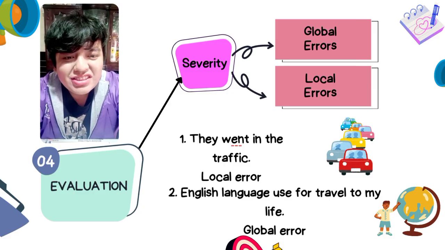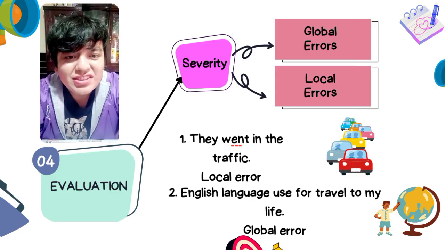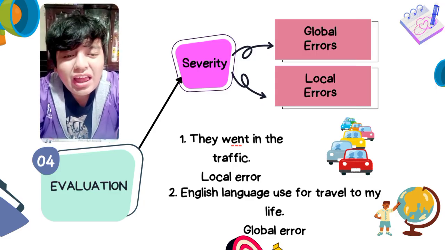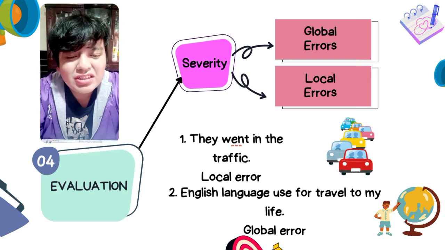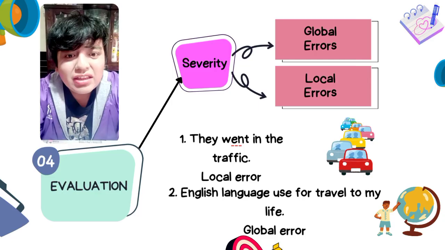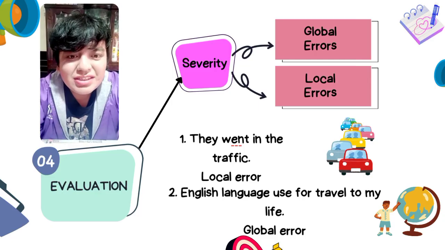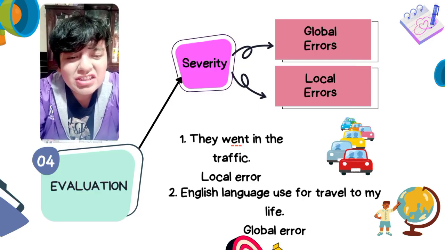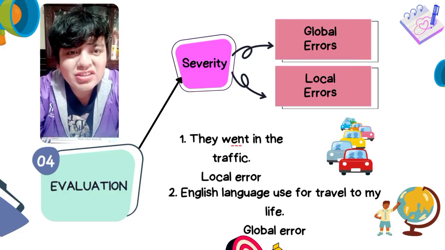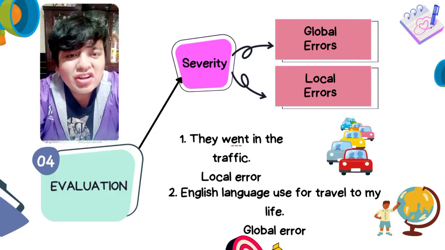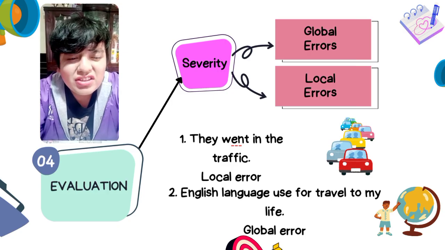In these two examples, the first is "they went in the traffic." This is an example of a local error because it is only associated with the preposition "in," and it's possible to understand the meaning of the sentence. While the second example is an example of global errors. It's not possible to understand, and it's necessary to reorganize and classify the different errors that this sentence has.